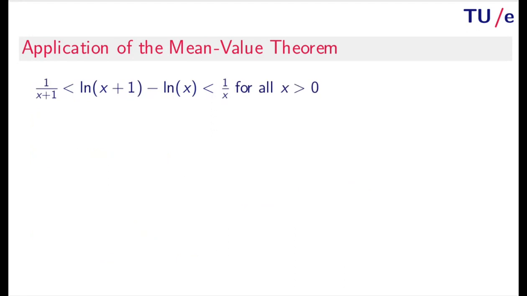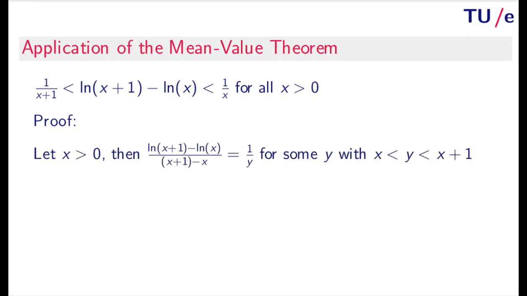Yet another application. If you have a positive x, then 1 divided by x plus 1 is less than ln of x plus 1 minus ln x, and that again is less than 1 over x. Let us give the proof.